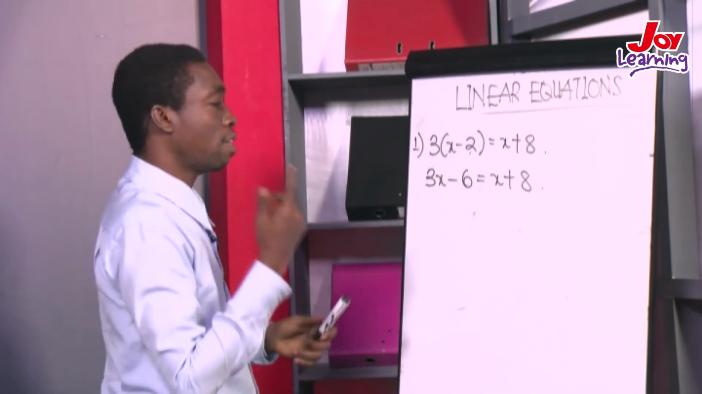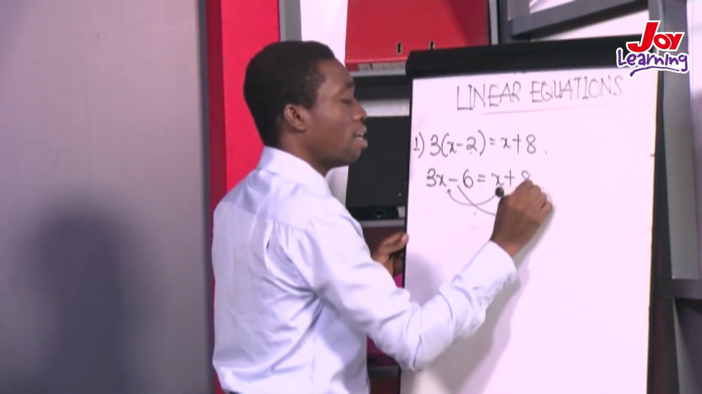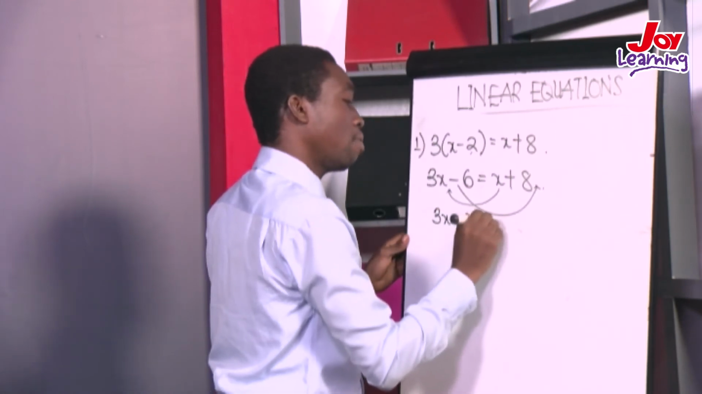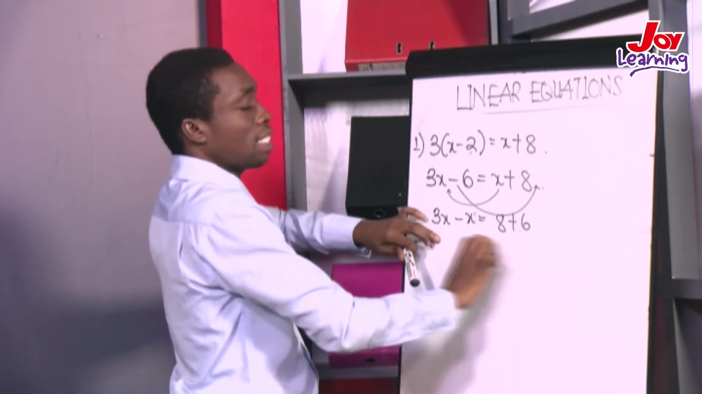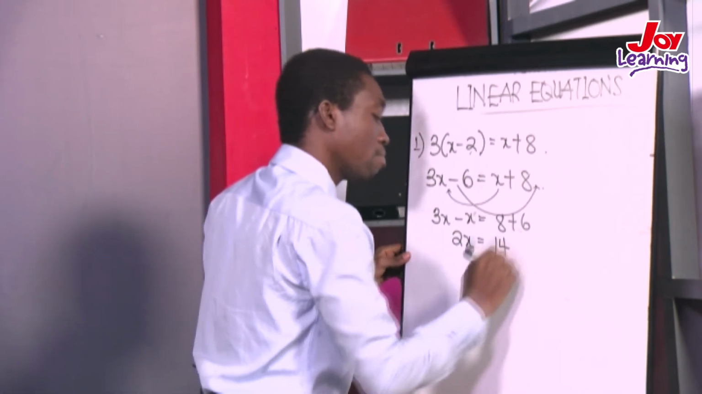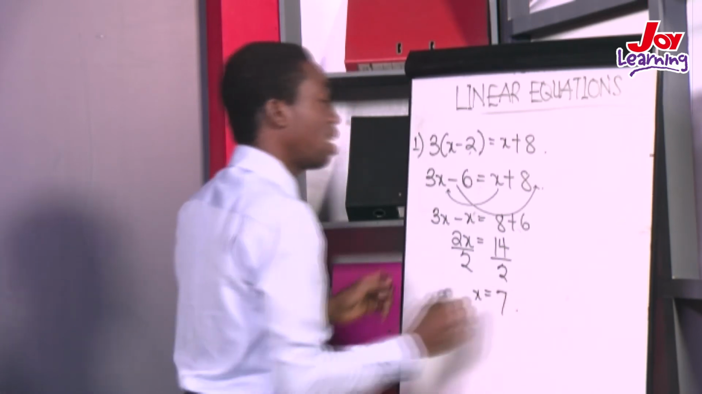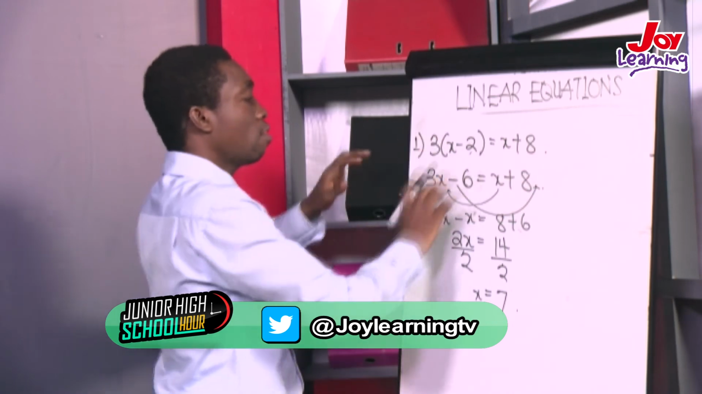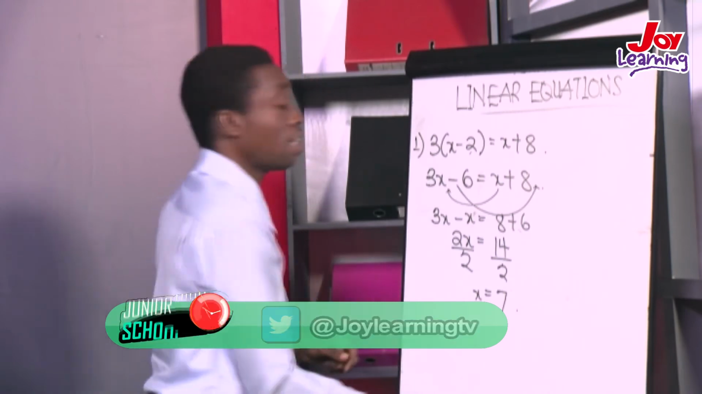At this point, we just revert to what you already know. We move all the x to one side, and all the numbers to one side. So we have 3x minus x equal to 8 plus 6. Now that gives us 2x equal to 14. At this point, you divide both sides by 2, and we have x equal to 7. So 3 multiplies x, 3 multiplies negative 2, and we have our answer: 7. So that's it for the first one.